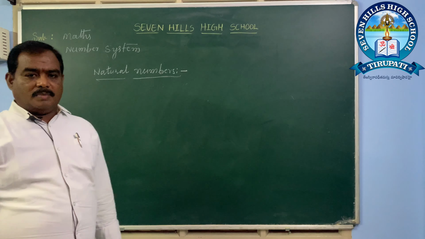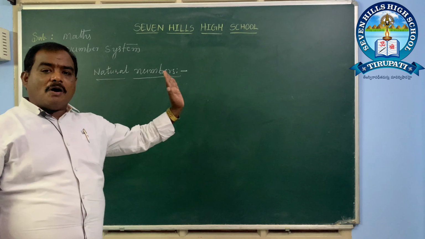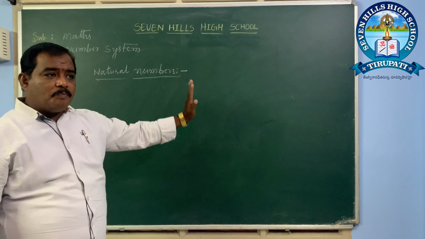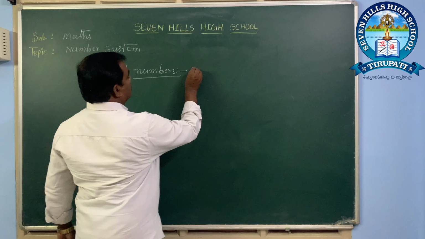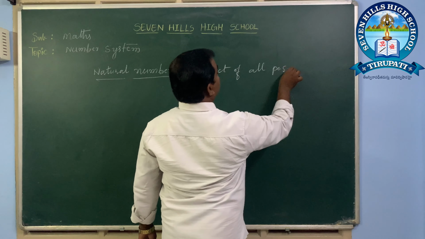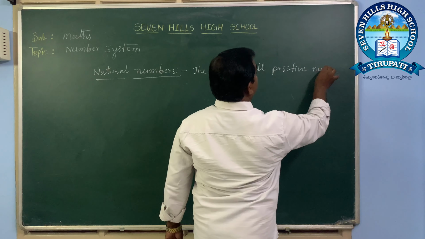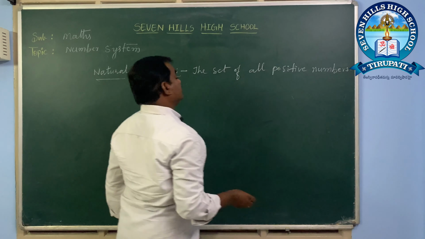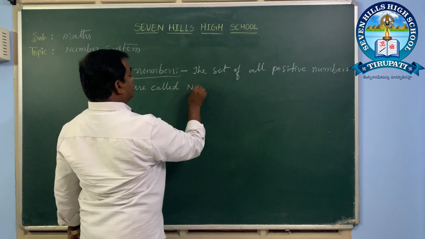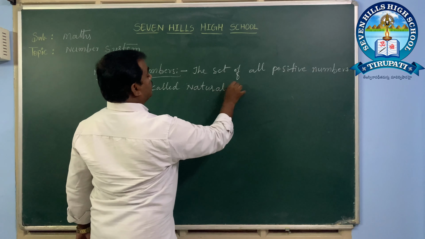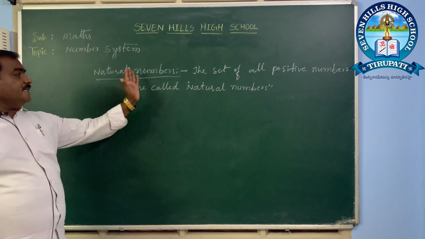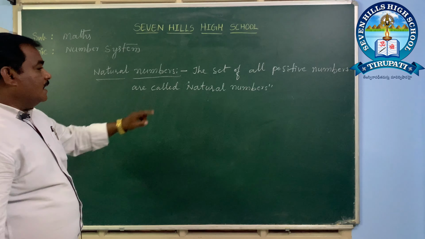First, what is meant by natural numbers? The set of all positive numbers are called natural numbers. The set of natural numbers are denoted by capital N.